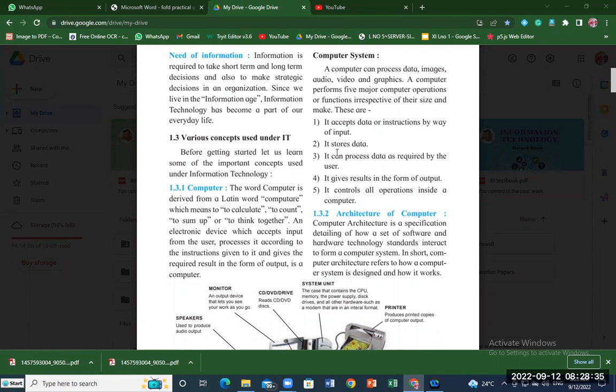Correct? Third, it can process data as required by the user. Why is the data being given by the user? Because he needs something to be done with that data, right? So some process has to be done.